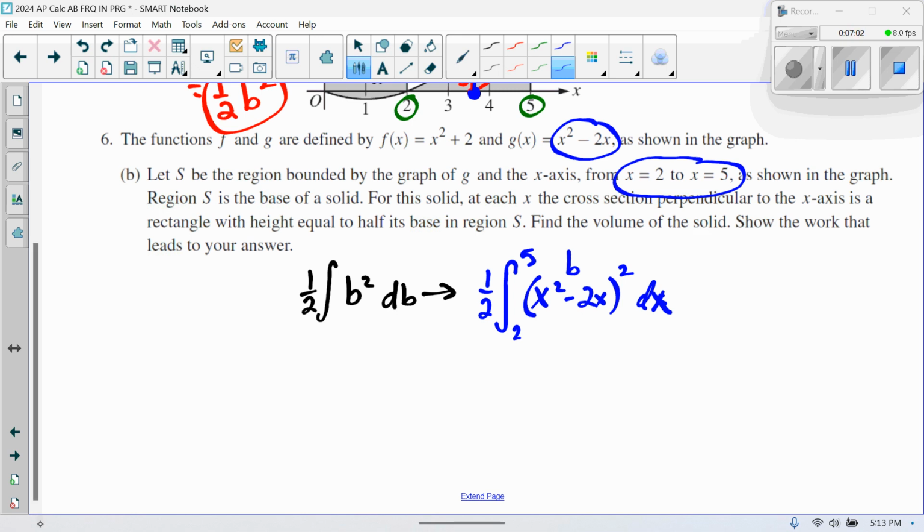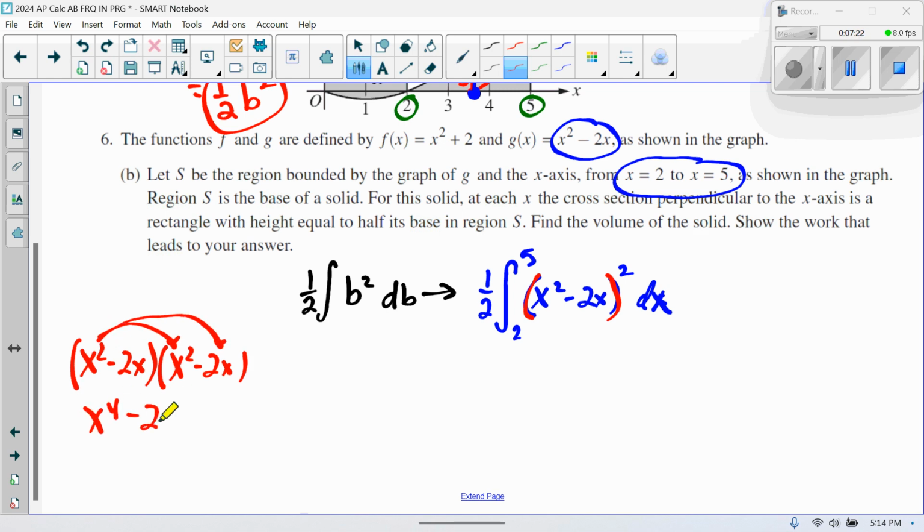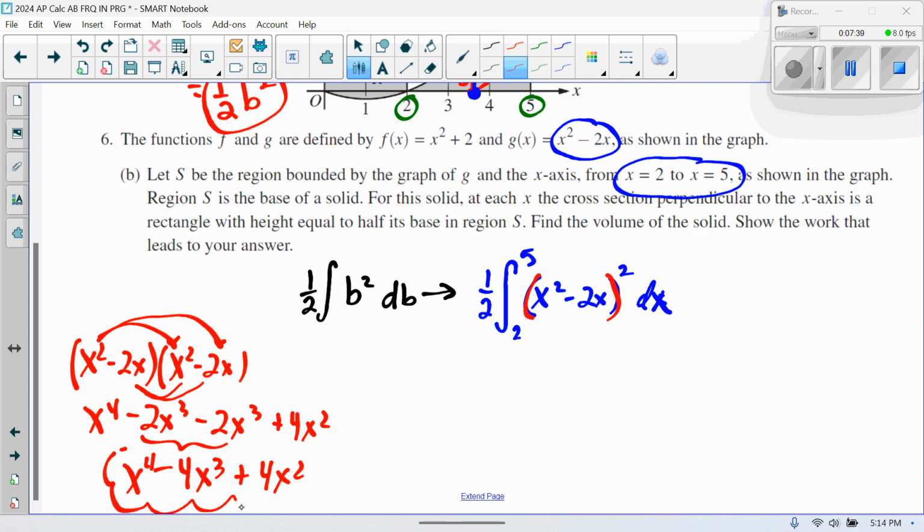Let's go. First off, to make this easy, I'm actually going to square this. I'm going to apply this square here. So off to the side, if I take x squared minus 2x, and I square it, times x squared minus 2x, I get x to the 4th minus 2x cubed minus 2x cubed plus 4x squared. These two can combine for negative 4x cubed. I have my plus 4x squared and my x to the 4th. So this right here is what I get when I actually square this.